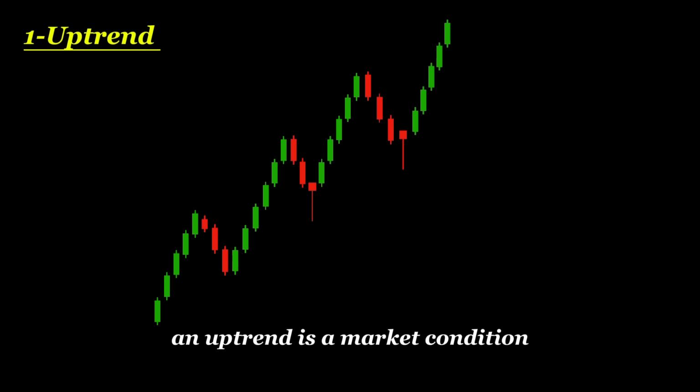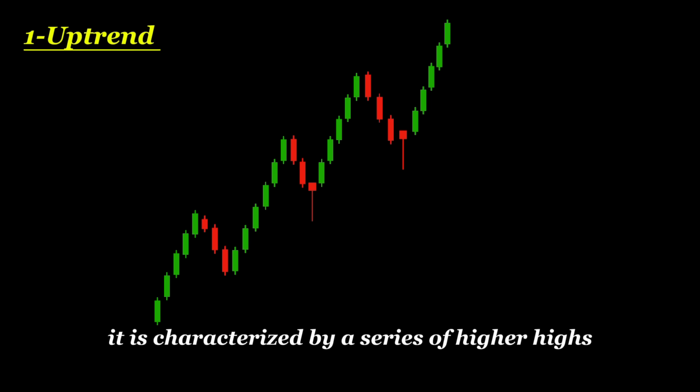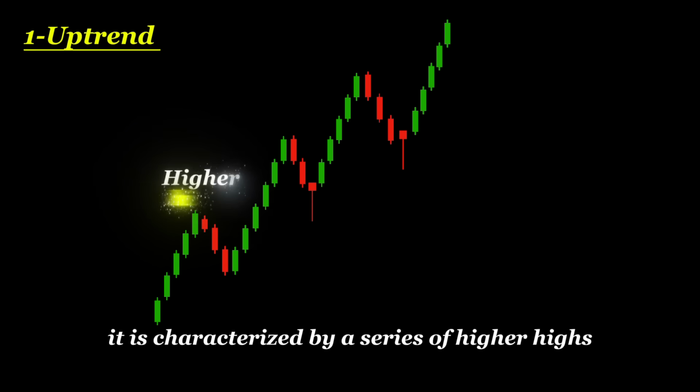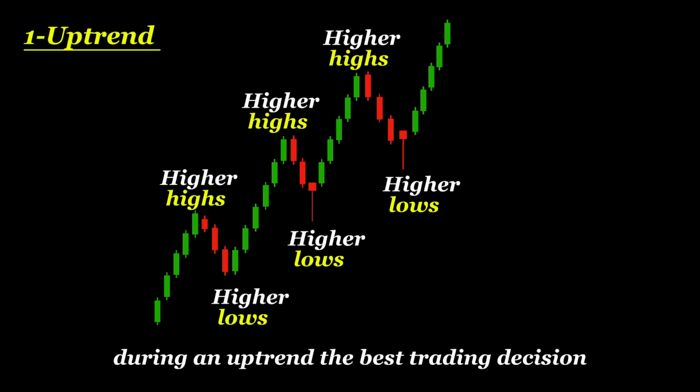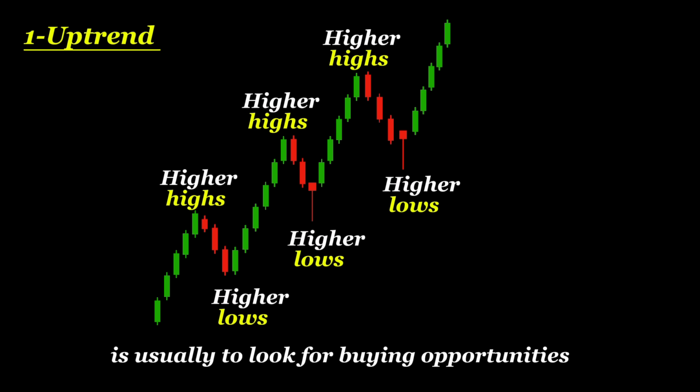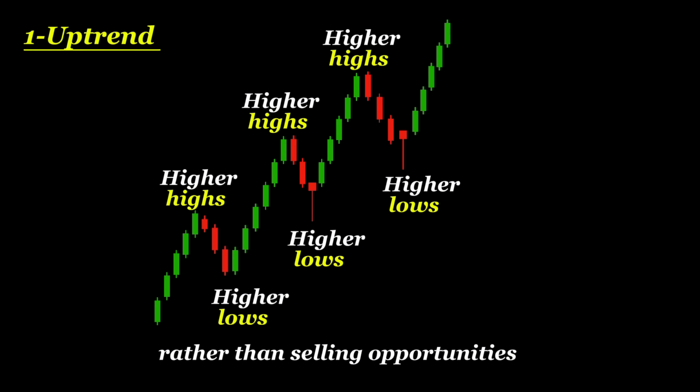An uptrend is a market condition where buyers are in control. It is characterized by a series of higher highs and higher lows, indicating that demand is greater than supply. During an uptrend, the best trading decision is usually to look for buying opportunities rather than selling opportunities.